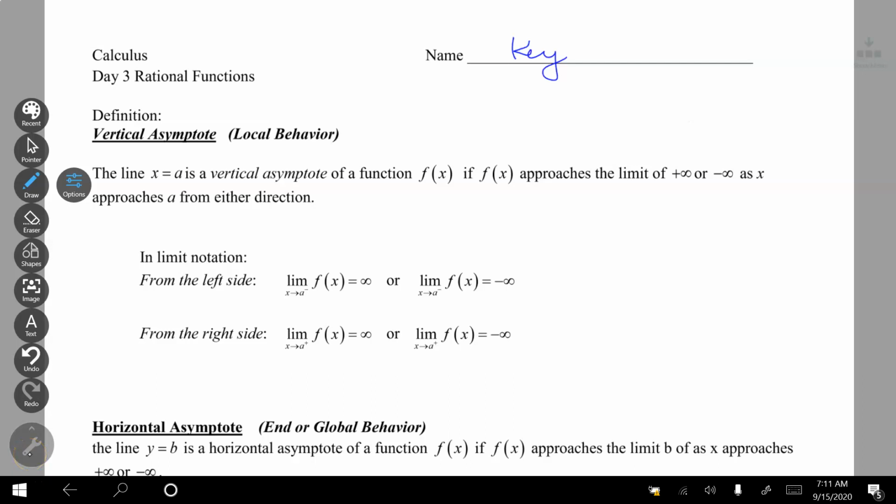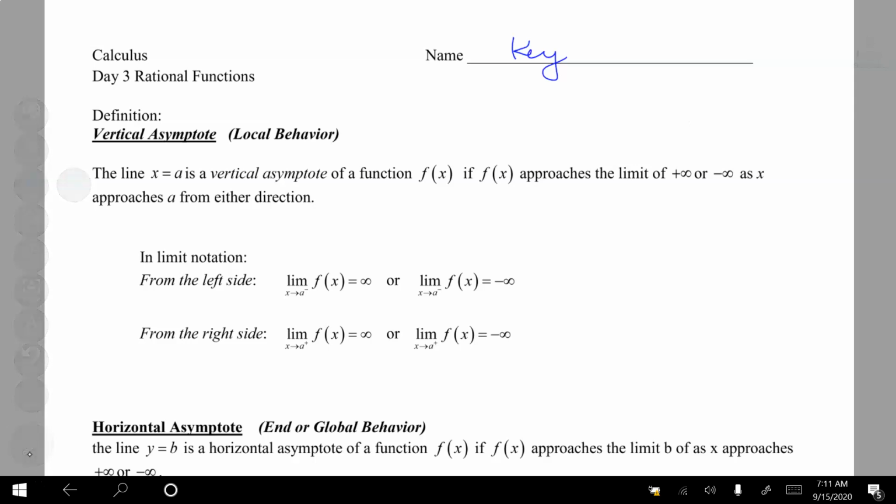Hello class, welcome to day 3 of Unit 2, Rational Functions. We're going to look at how we draw rational functions and what key features they have.